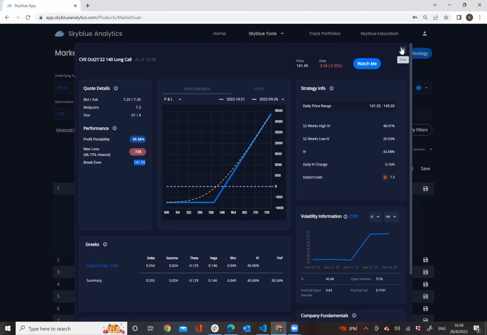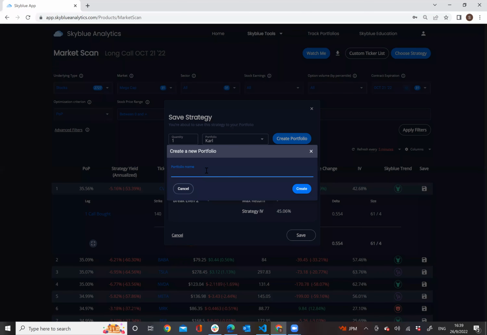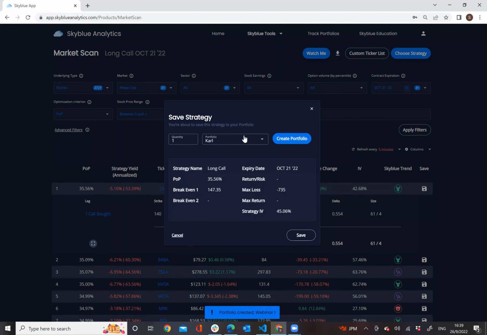Okay, so we are going to save this strategy. We are going to create a portfolio and call it webinar 1. That portfolio has been created. We put that strategy in, and it saves the name and the probability of profit. You have the break-even price and the expiration date. Return risk is impossible to calculate for this strategy. Why? Because the return can be infinite. And we are going to save it.